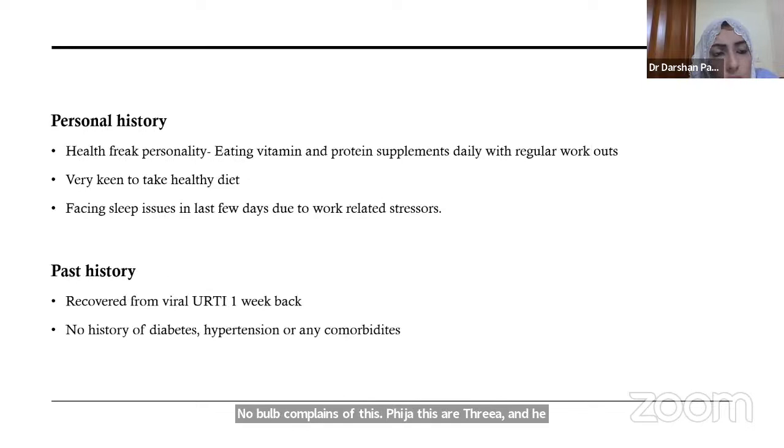In personal history, he was a very health-conscious person, and he was constantly eating a lot of vitamins and protein supplements, especially during these COVID times. He was very keen on taking a healthy diet. He was facing some sleep issues in the last few days because of work-related stress, but importantly, he was taking a lot of supplements. In past history, he had recovered from a viral upper respiratory tract infection 1 week back.